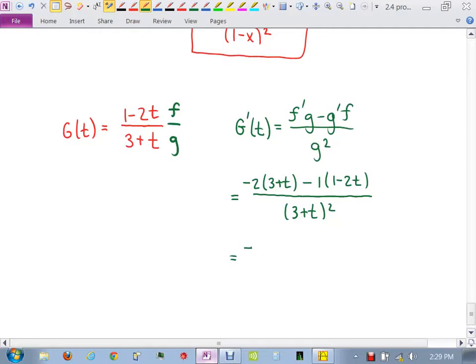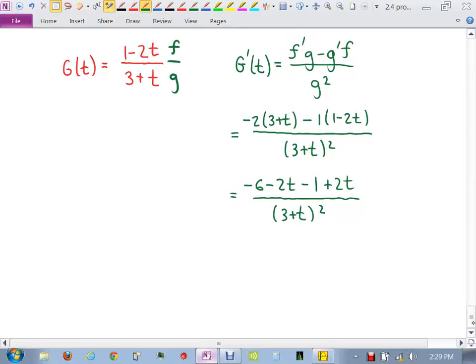Clean it up. Negative 6 minus 2t minus 1 plus 2t. So distribute your negative 2 through the parentheses, distribute your negative 1 through the parentheses, and at the end you should get, what? Negative 7 over 3 plus t squared. And does that match what we got earlier? Yes. Very nice.